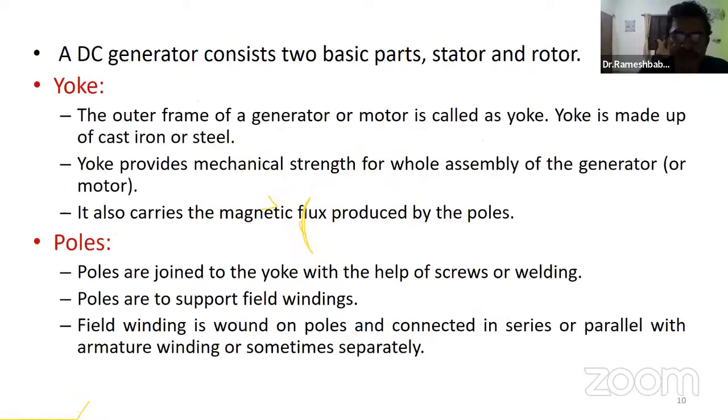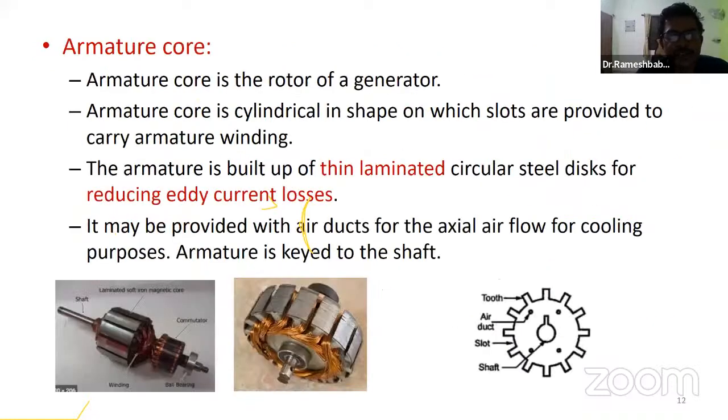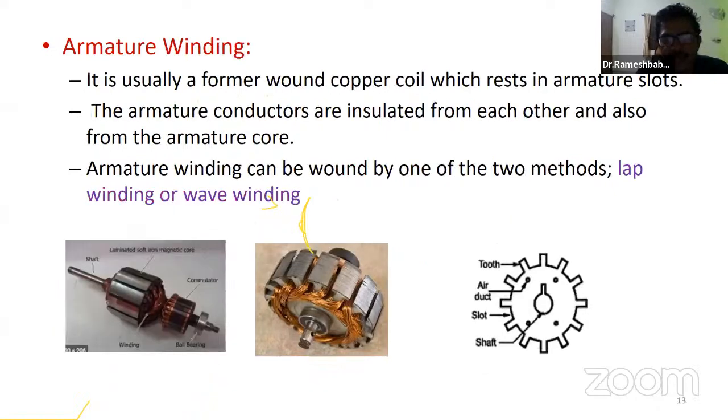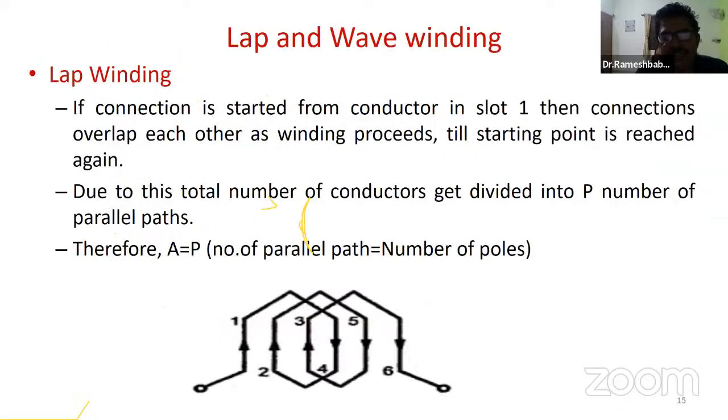Okay, this is what I discussed. This is only available here, right? Field winding, pole shoe, and armature core, armature winding. Commutator and brushes. These things are available.